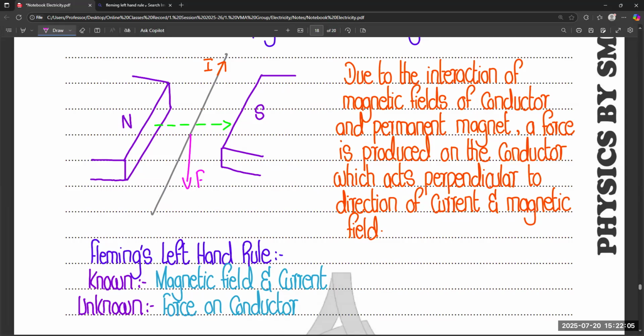So this is the pattern of the left hand rule. And all the time, if in MCQs they ask you like this, you have to use the left hand rule to find out the unknown direction. Otherwise, we are not able to solve without using Fleming's left hand rule. Okay. Next, we got the orientation of Fleming's left hand rule.